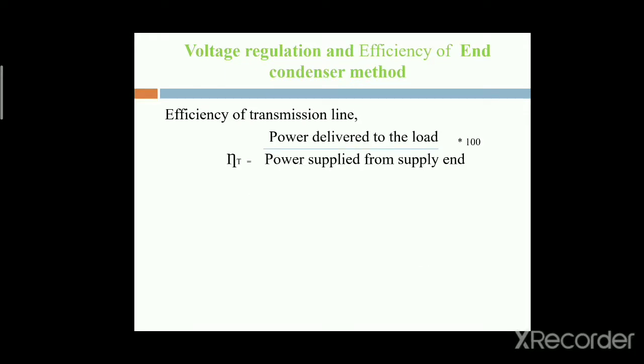And then the efficiency of a transmission line. What is the formula for the efficiency? The formula for the efficiency is the power delivered to the load divided by the power supplied from the supply end, into 100. This is the formula for the efficiency of any transmission line.